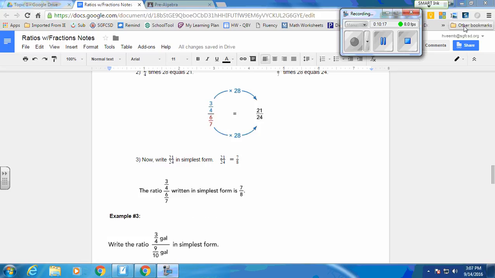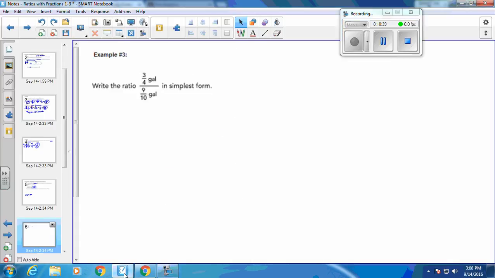Now we have 21/24, we need to reduce that fraction by dividing the numerator and denominator by 3. And all that beautiful work brings us down to the ratio in simplest form being 7/8. Our work is not going to take up nearly as much work as this problem just did. I'm going to show you with example number 3, which is squeezed into the bottom of your page there.